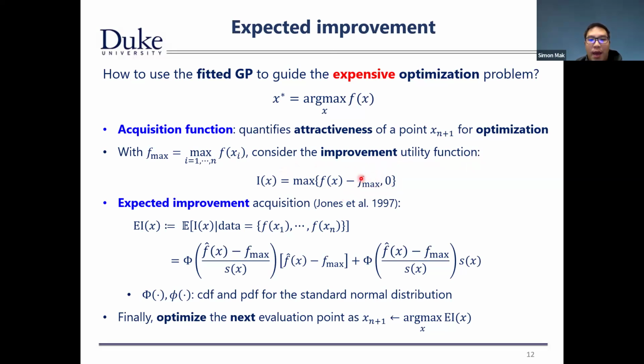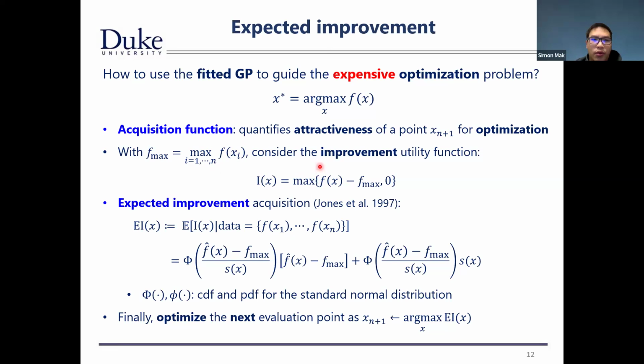Okay, so f max right here is sort of like your current best solution. So x1 to xn are the points that you already evaluated the function at, and this is the current best solution, f max. And this function I of x quantifies, in this case, if my function f of x is greater than this current best solution, then there's an improvement that I can exploit. If it's less than that, then I'm going to just set it as 0. Call this an improvement utility function.